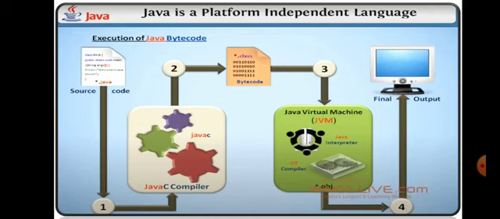Very important. Hope you understood this. I have clearly given you 1, 2, 3, 4, and finally the result is the 5th step. Hope you understood this concept of Java bytecode. This Java bytecode is very important to make Java a platform independent language.